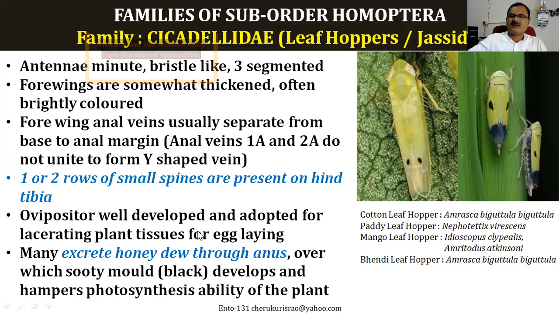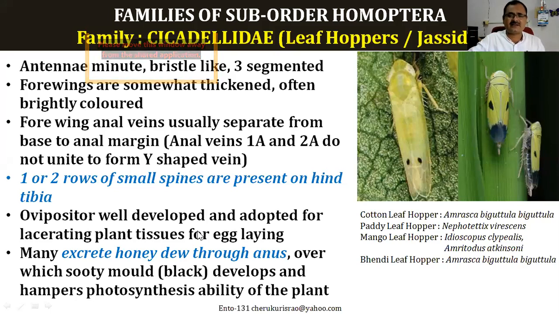Another interesting character is that they excrete honeydew, a sweet material, from the anus. You know very well, when we discussed the sucking insects and most importantly the filter chamber, you remember, when we discussed the digestive system of sap sucking insects, they have a different kind of structure called the filter chamber, which removes the excess water. It will not enter into the midgut straight away.